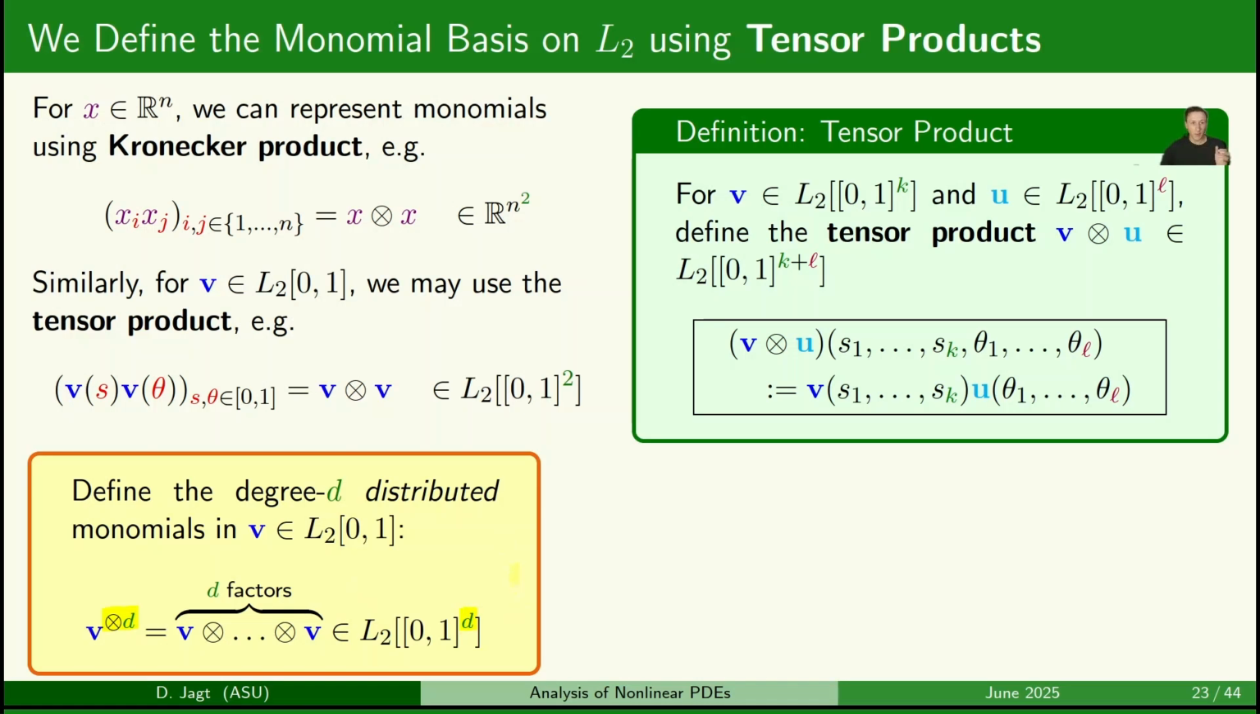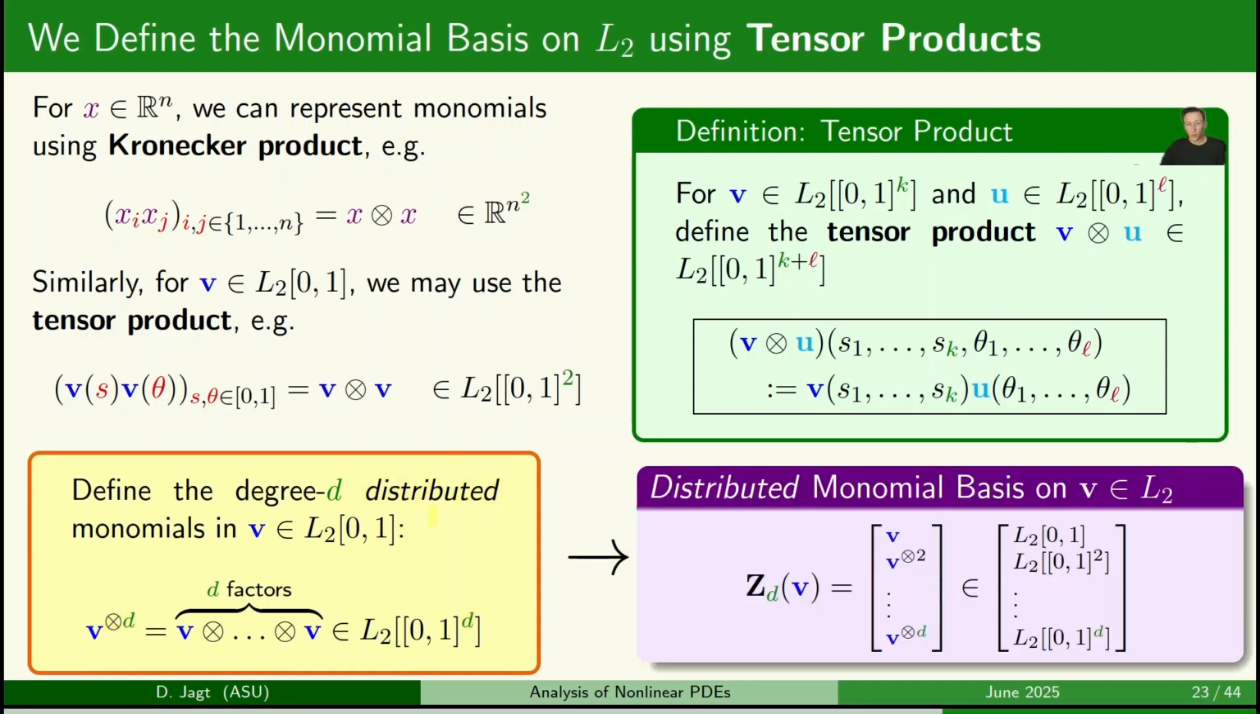Now we will refer to this monomial as the degree d distributed monomial in v to distinguish it from the pointwise monomial combination of v with itself. So given then these distributed monomials, we can define a distributed monomial basis as including all these monomials from degree 1 up until degree d in the function v. So this will include functions in one variable up until functions in d spatial variables.